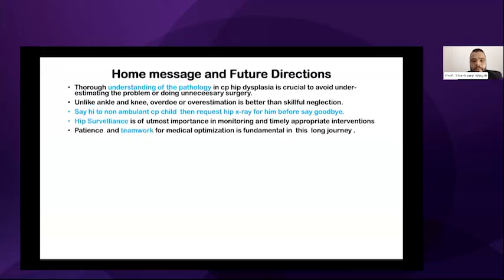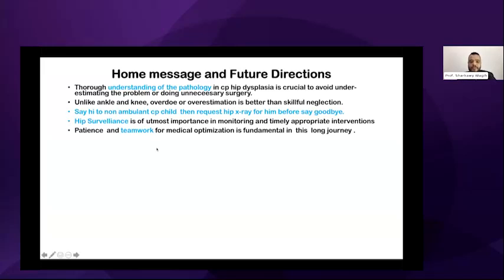We have to understand the pathology of the hip TB to avoid underestimating the problem or doing unnecessary surgery. Unlike the ankle and knee, overdoing and overestimation is better than skillful neglect. Say hi to a non-ambulant CP child, then request an X-ray for him before saying goodbye.